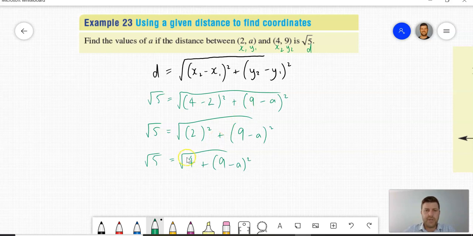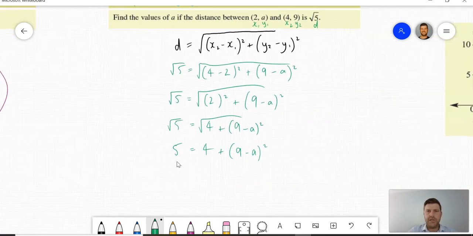Now this is a little bit trickier. We're going to have to solve this algebraically for a. From this point onwards, I've actually got a square root on both sides of the equal sign. So to get rid of that, I can square both sides of my equation. I'm keeping it balanced still. Square both sides, I get rid of those square root signs. I've got 5 equals 4 plus 9 minus a all squared. Alright, getting a little bit trickier now, but bear with me.